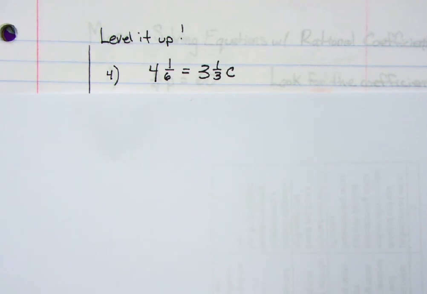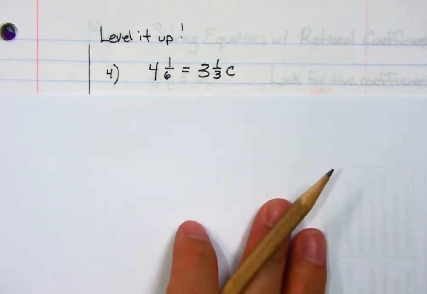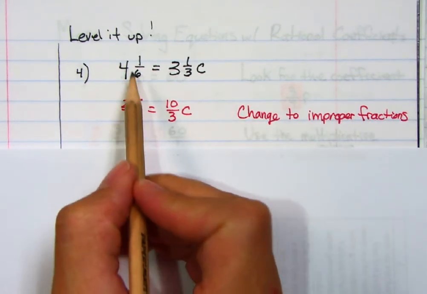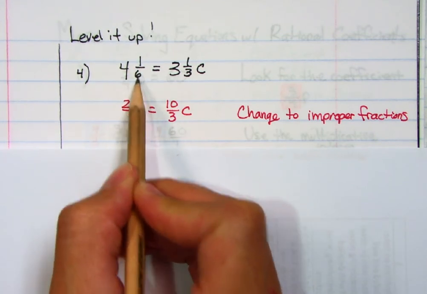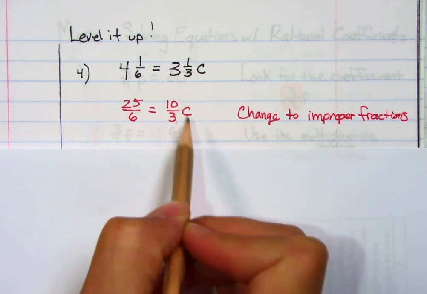All right, one last problem for today's video. What happens if I have a mixed number like this? Well, no big deal. All I want to do is I first change it to an improper fraction. Remember to do that by 4 times 6 and add the 1. That's 25 over 6. That's here. 3 times 3, add the 1. That's 10 over 3. That's there.